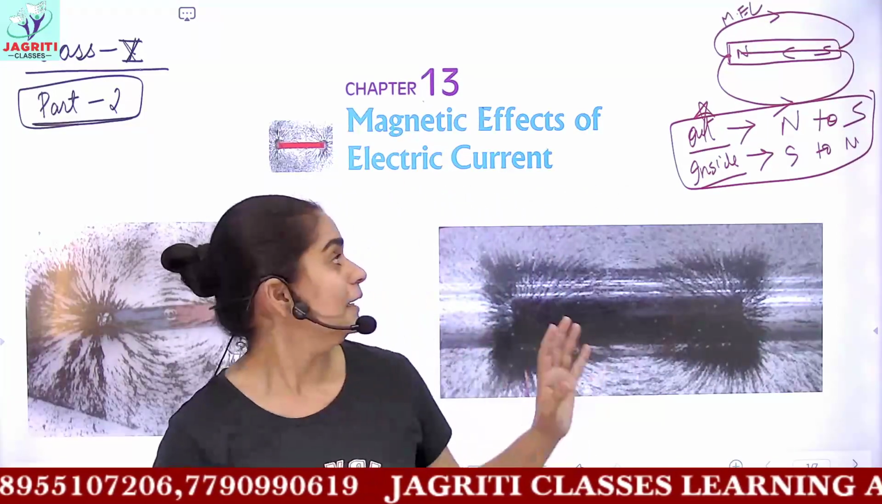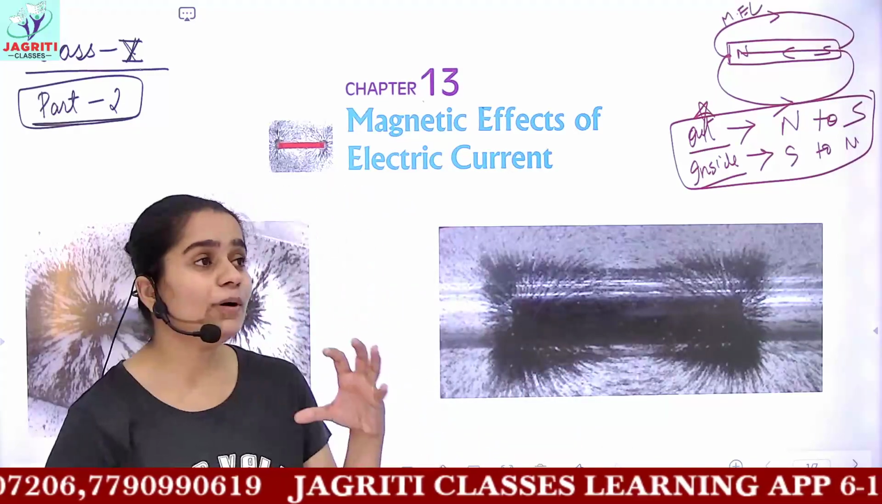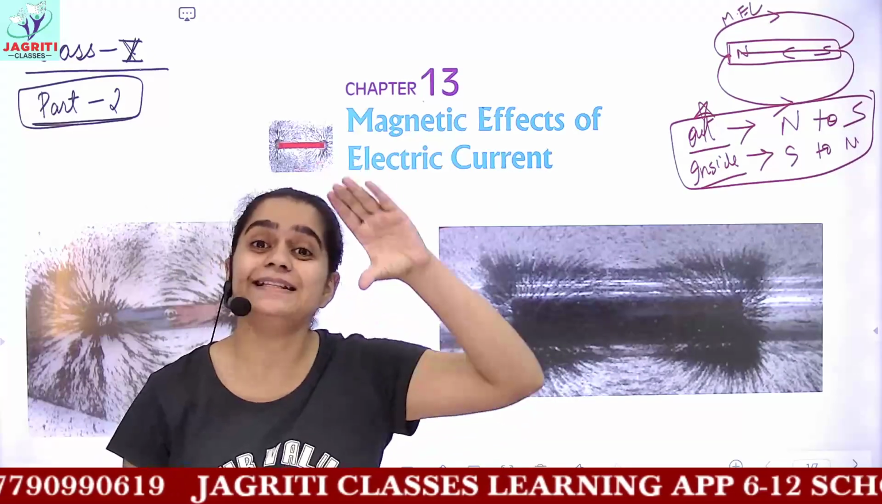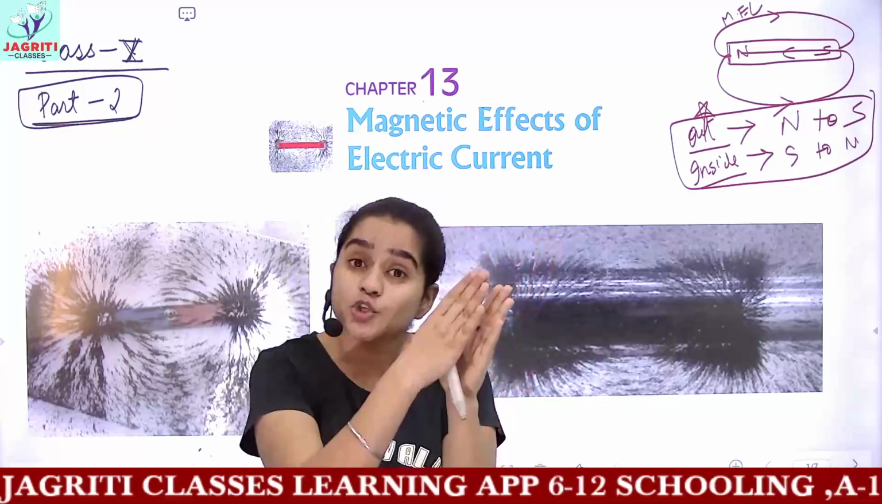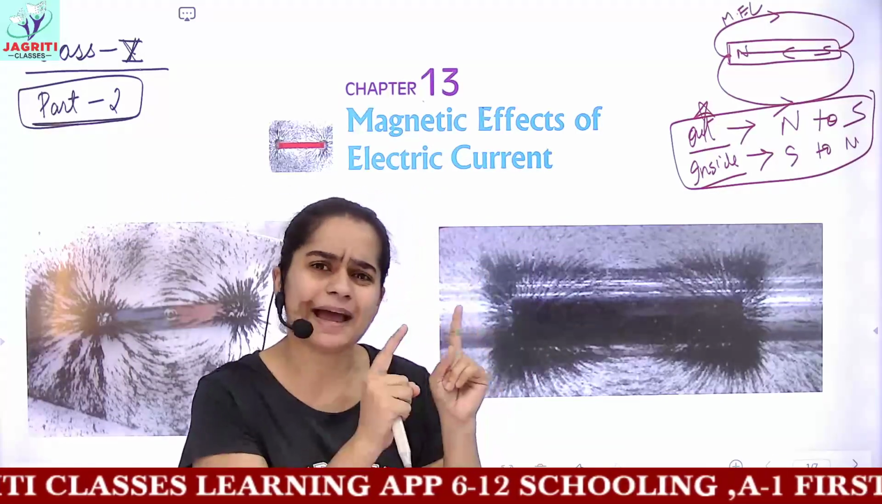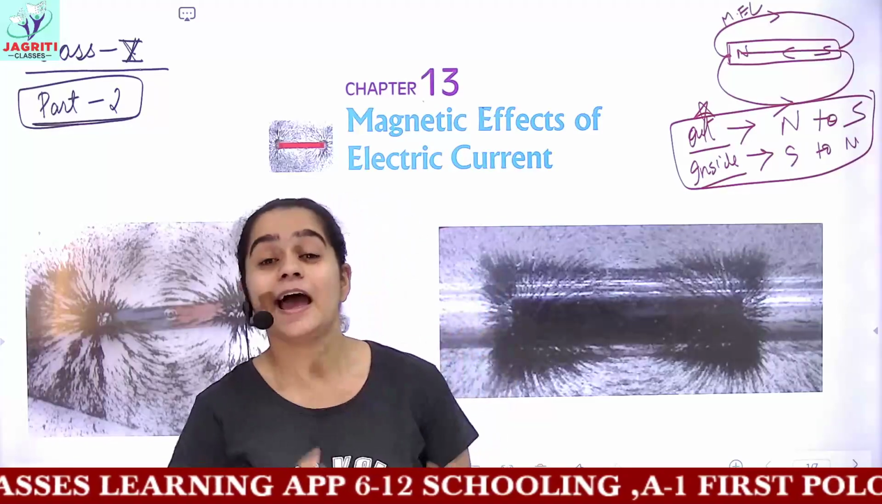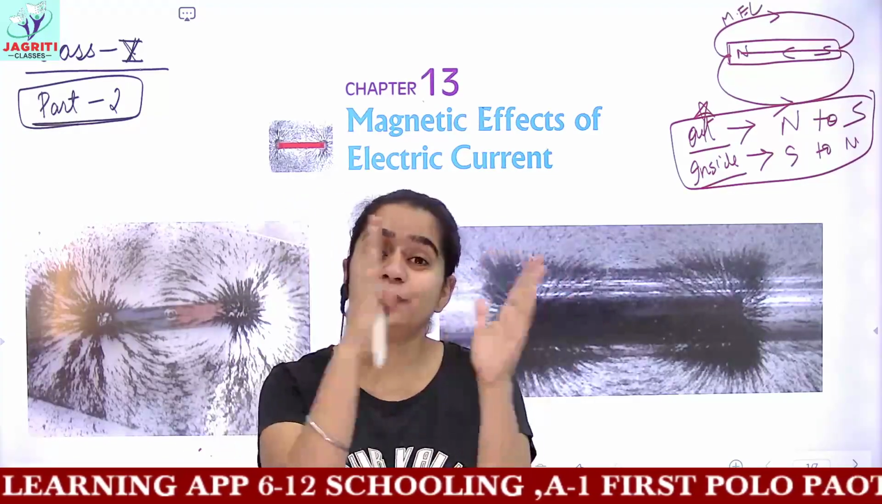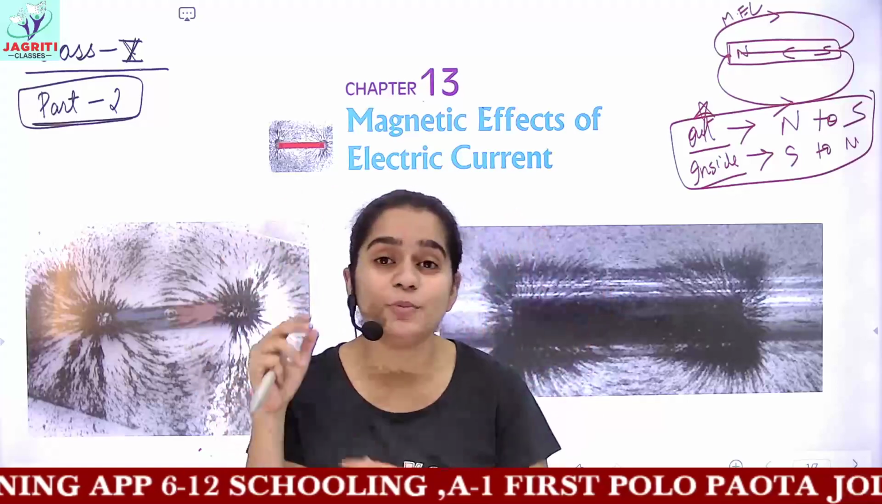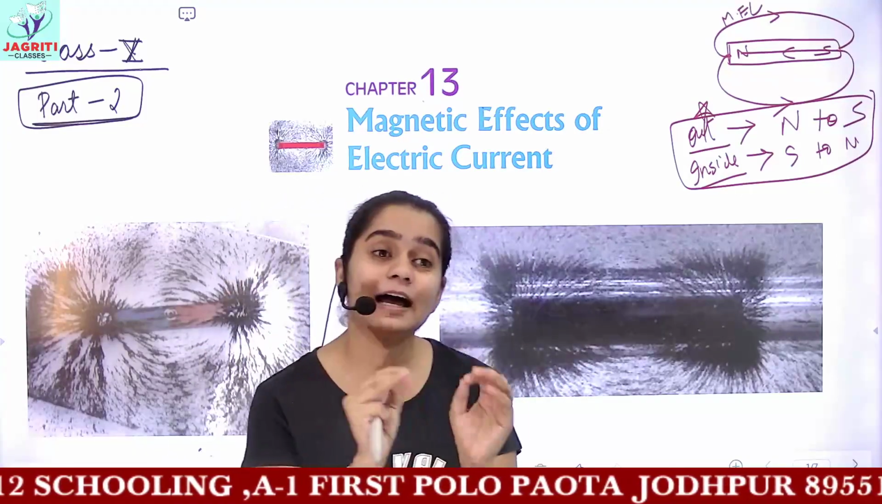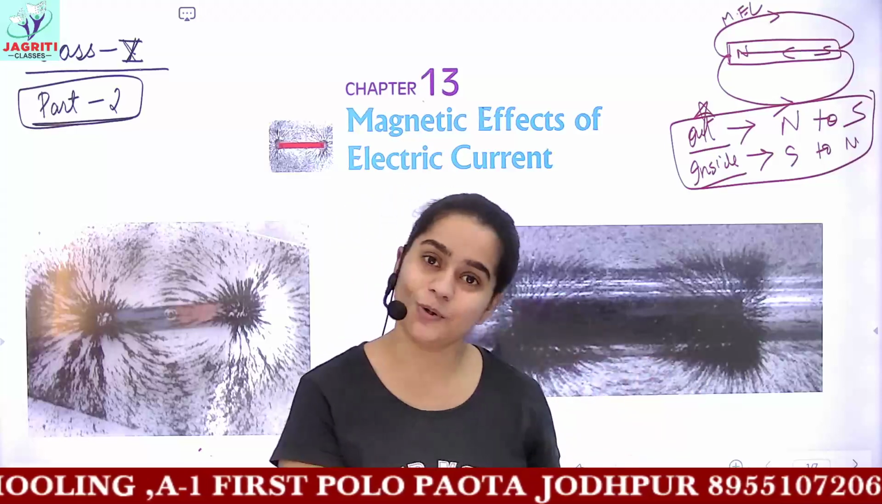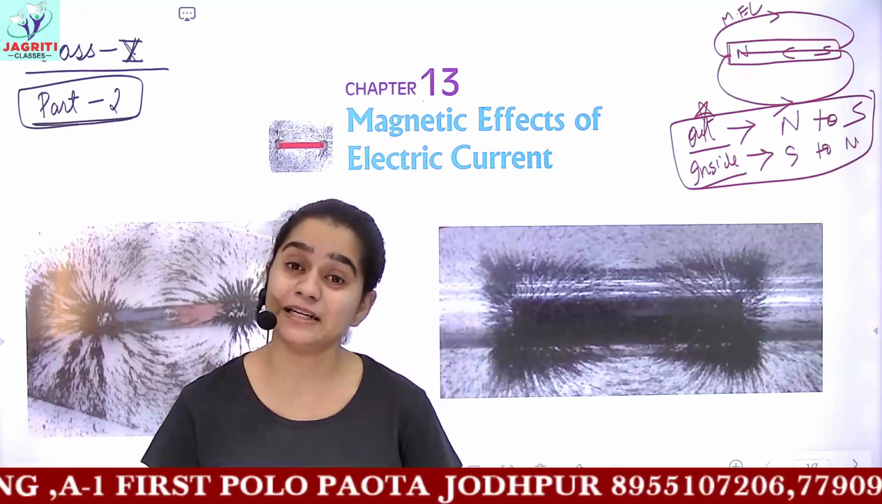Then we also discussed that density means closeness. If the magnetic field lines are present close to each other, it means the magnetic strength there is very high. And if the magnetic field lines are far away from each other, it means they are of low strength, or they have low magnetic power.